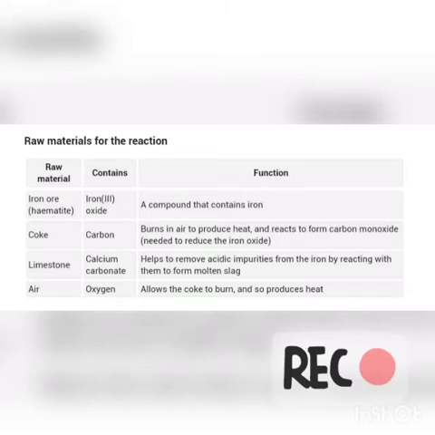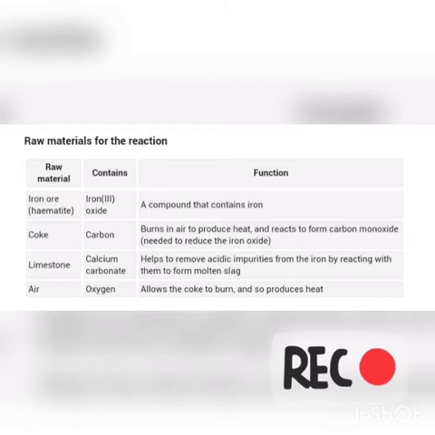The second one is coke, that contains carbon, and carbon is burned in air to produce heat and reacts to form carbon monoxide when it needs to reduce the iron oxide. Limestone is the third one, that contains calcium carbonate, and it helps to remove acidic impurities from the iron by reacting with them to form molten slag. And the fourth one is air, that contains oxygen, and it allows the coke to burn and so produces heat.